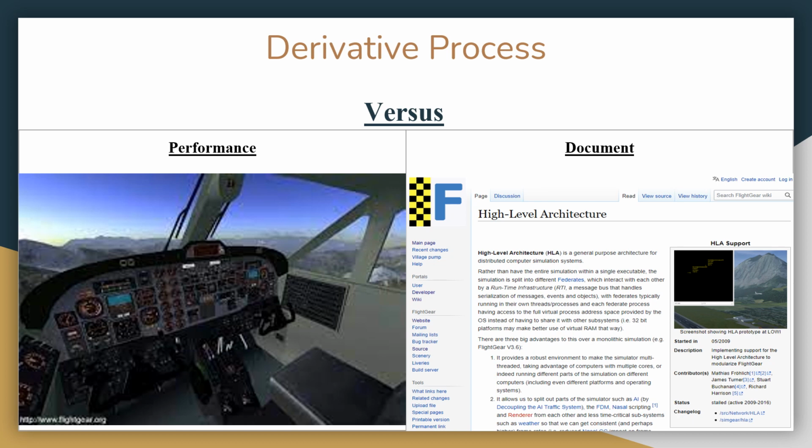Through meticulous research, we pieced together a picture of FlightGear's modular design, revealing how its components interact and coalesce to form a cohesive simulation environment. This process illuminated the project's commitment to modularity, enabling us to appreciate the elegance of FlightGear's architecture and the flexibility it offers to developers and users alike. Overall, the derivative process not only deepened our understanding of FlightGear's inner workings, but also highlighted the simulator's adaptability and its open-source community's innovative spirit.